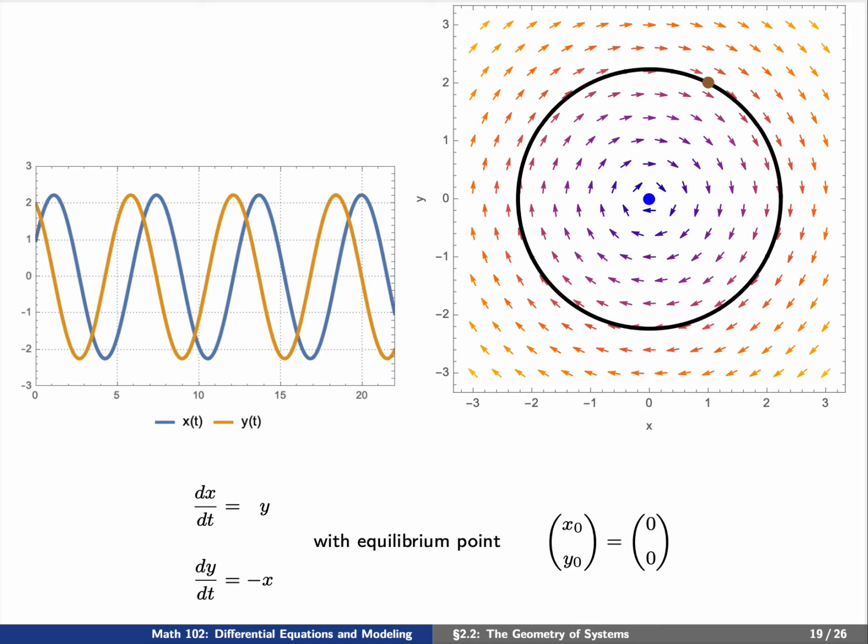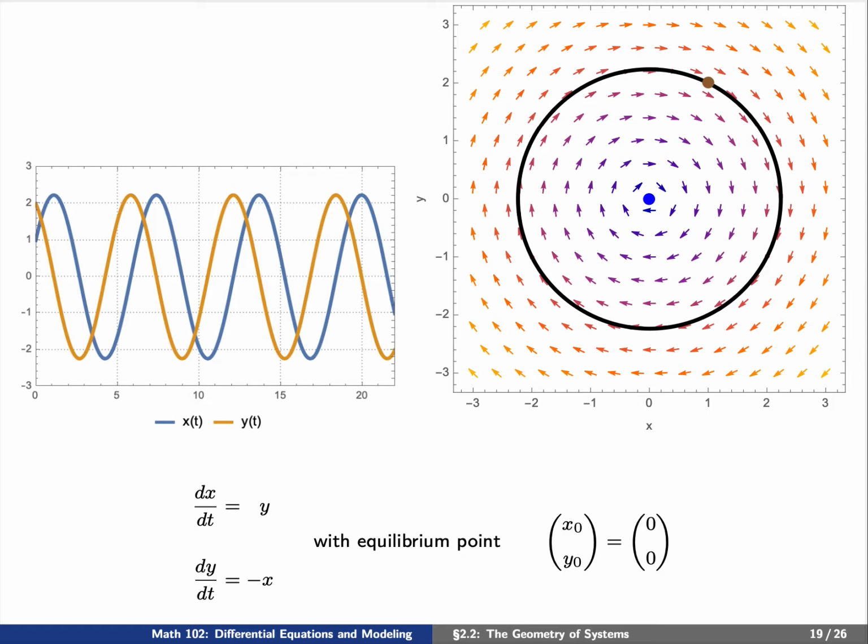On the upper right-hand part of your screen, you now see the slope field. You'll notice that we have a black circle, which represents the solution. The brown dot is the initial point, and you can see that as this brown dot follows the arrows in the slope field, it will move around in a circular pattern, and we find periodic behavior.